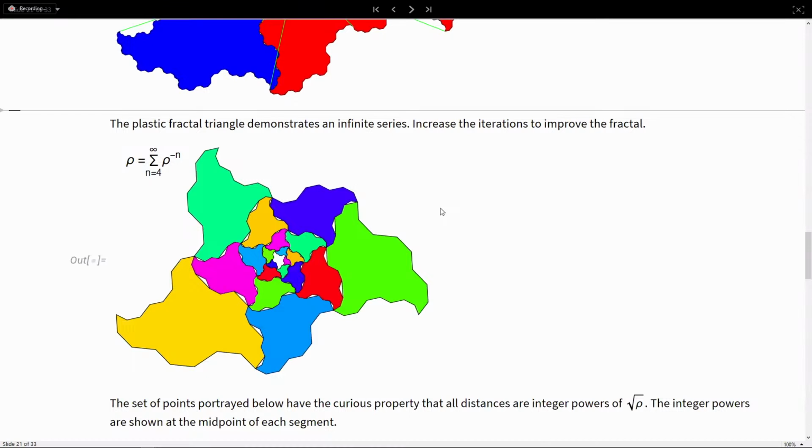And with that, you can create an infinite series showing that if you look at the different shapes here, you basically get a whole bunch that sum to the original value.